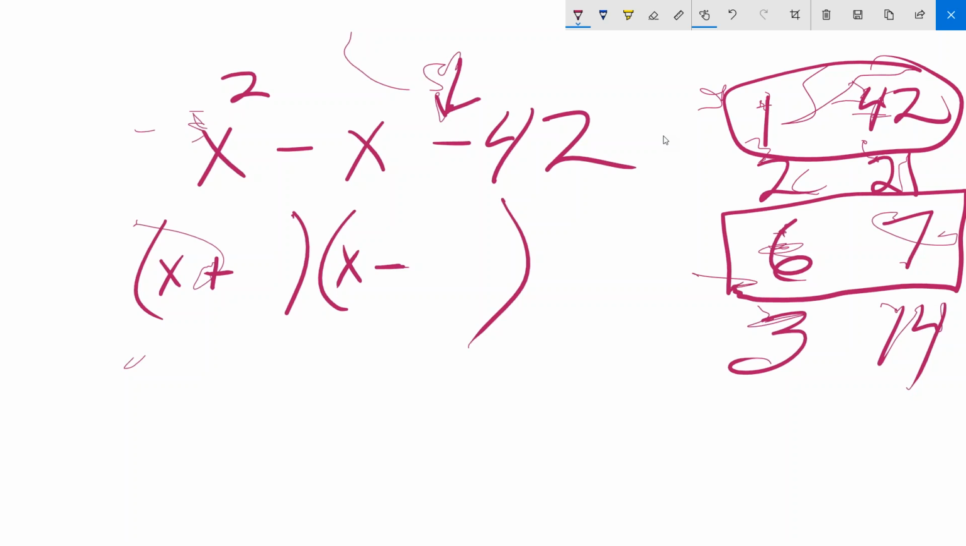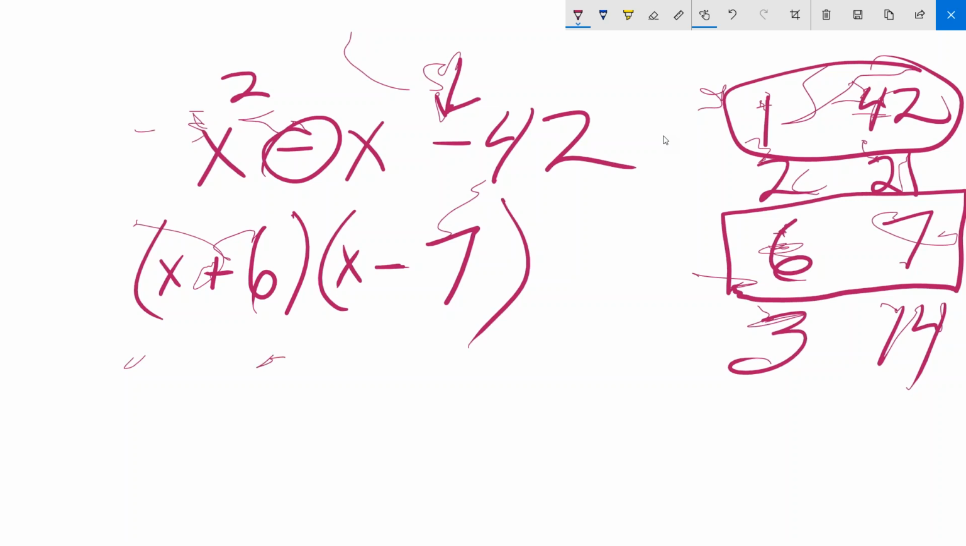One last step on this one is we have to make sure we put the right number with the right sign. And the rule is you take the larger number, 7, and you put it with the sign of the middle term, which is negative. So the 7 goes with the negative. 6 goes there.